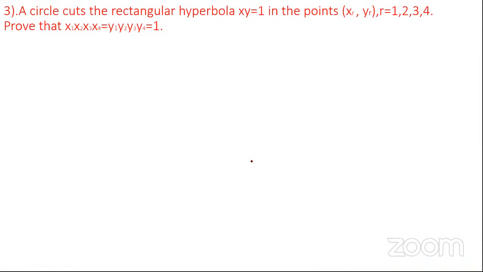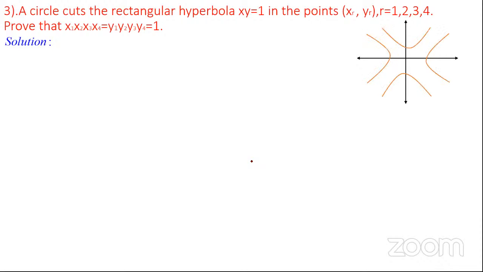Next. A circle cuts the rectangular hyperbola xy equal to 1 in the points x r comma y r, for r equal to 1, 2, 3, 4. Prove that x1 x2 x3 x4 equal to y1 y2 y3 y4 equal to 1. So a circle cuts a rectangular hyperbola, like this.